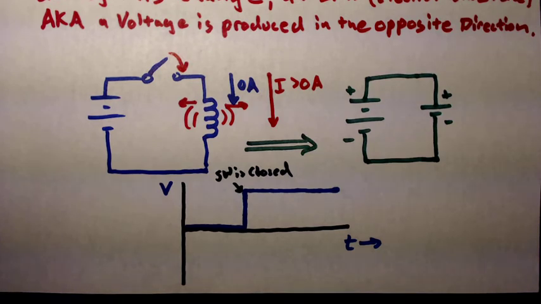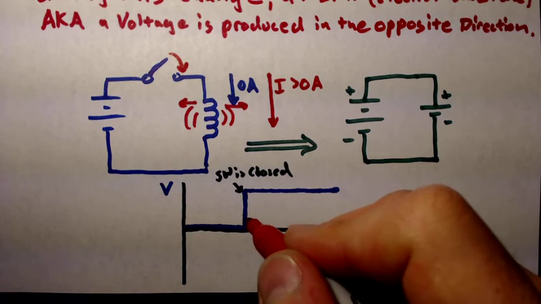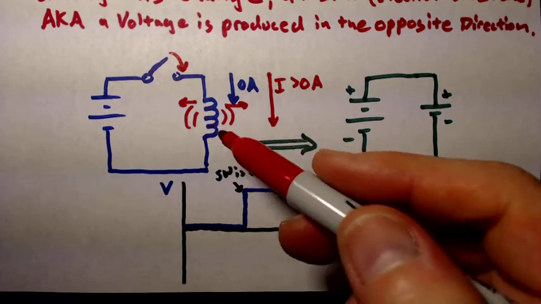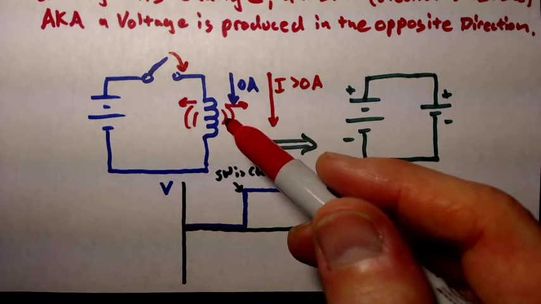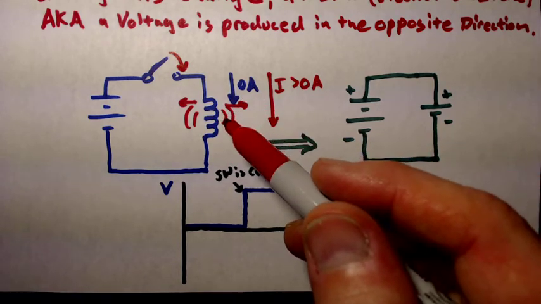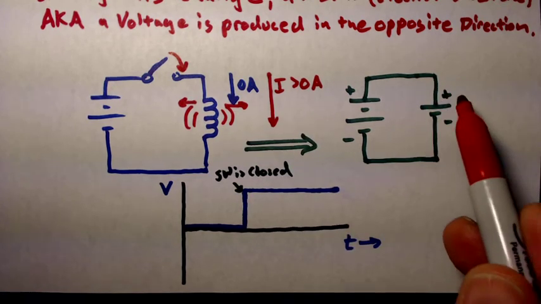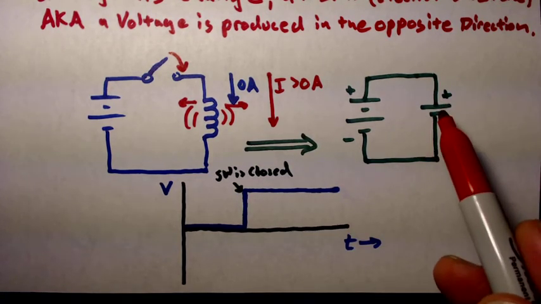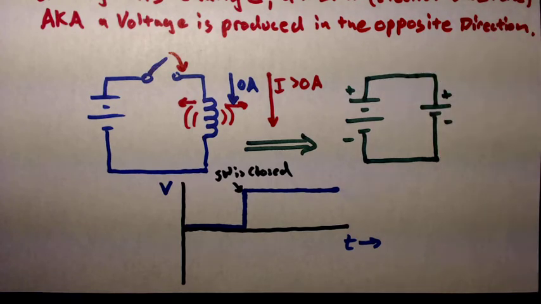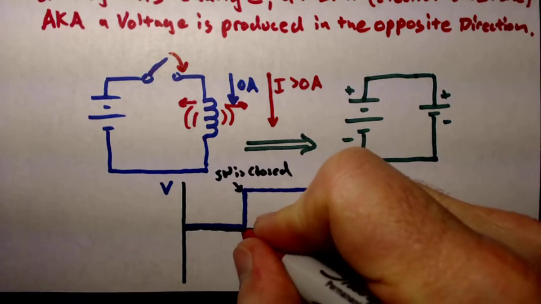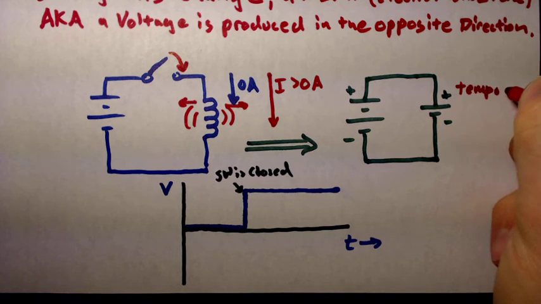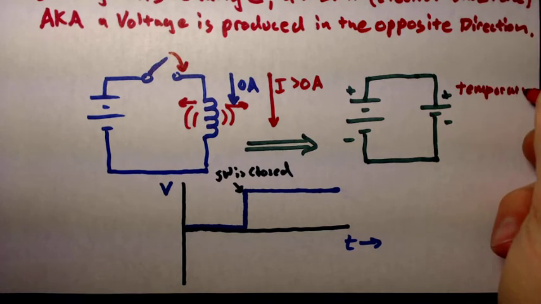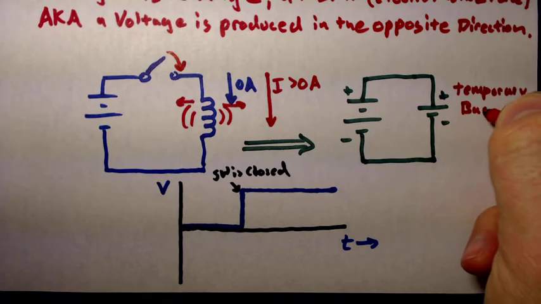Well, remember that as soon as we have a change in voltage, we're going to have a change in current. When we have that change in current, we get an expanding magnetic field. As we get an expanding magnetic field, an EMF, another voltage, is created that is opposite the direction that originally created it. So we actually get this temporary backwards battery.